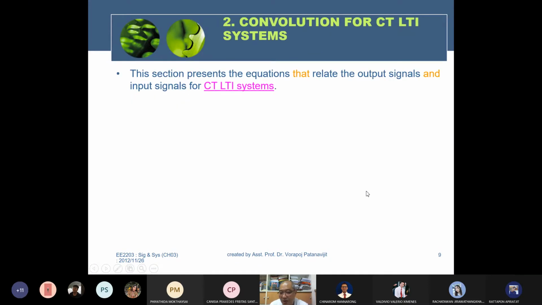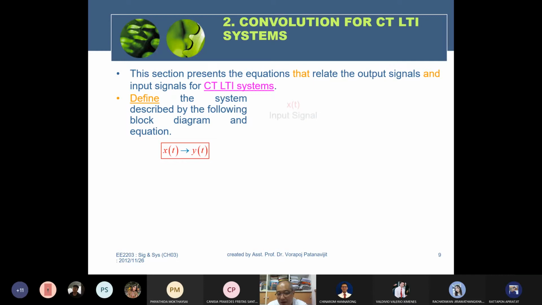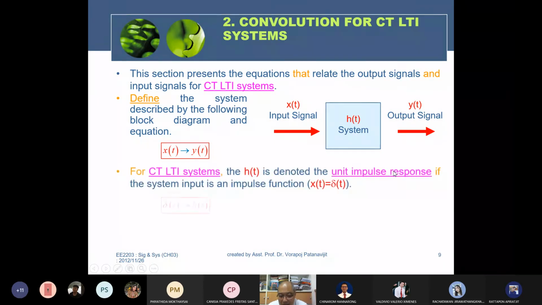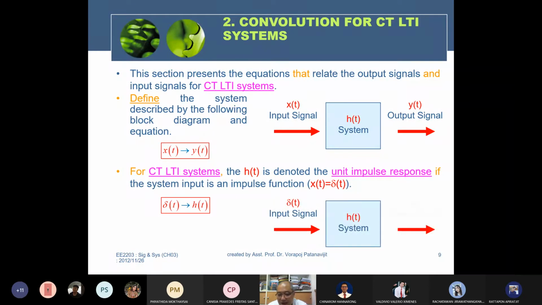This section presents the equation that relates the output signal and input signal for the CT-LTI system, or the continuous-time, linear, and time-invariant system. Define the system described by the following block diagram and equation first. If the input of the system is x(t), the output of the system is y(t), and the system is s(t). For the CT-LTI system, s(t) denotes the impulse response, when the system input is the impulse function.